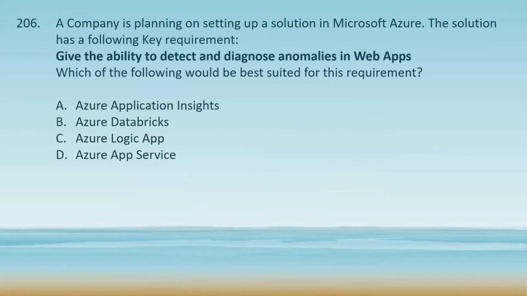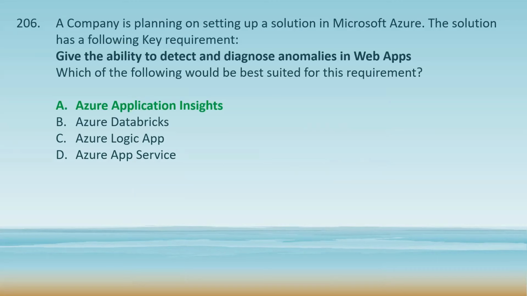A company is planning on setting up a solution in Microsoft Azure. The solution has the following key requirement. The requirement is to give the ability to detect and diagnose anomalies in web apps. Which of the following would be best suited for this requirement? Your options are Azure Application Insights, Azure Databricks, Azure Logic Apps, Azure App Service. For the requirement of detecting and diagnosing anomalies in web apps, Application Insights would be the best suited choice.